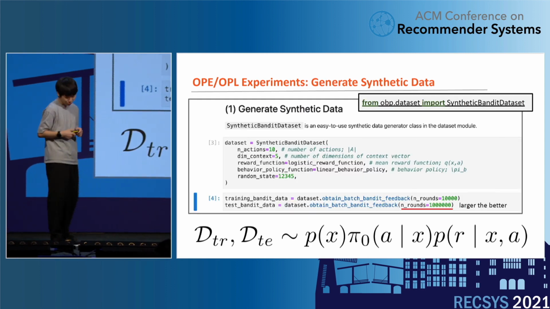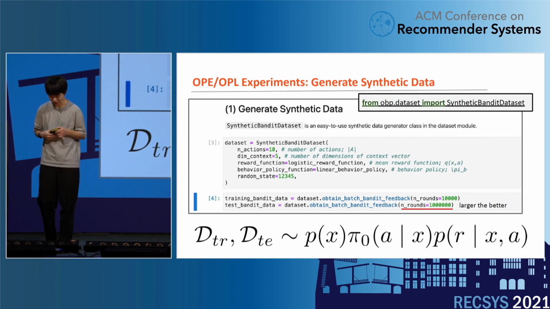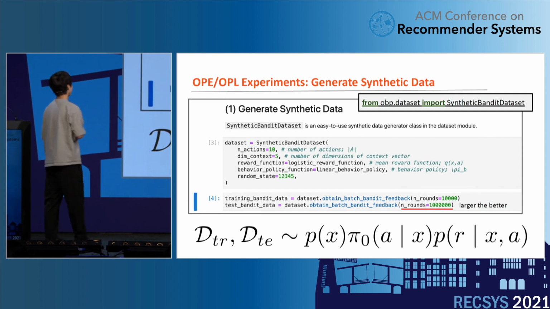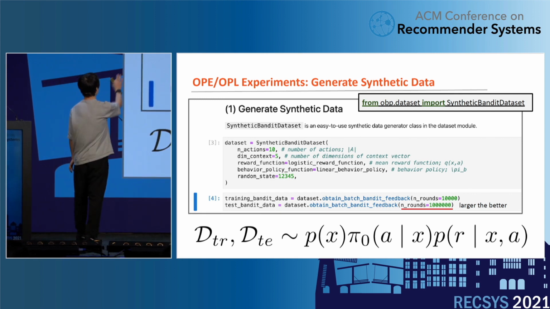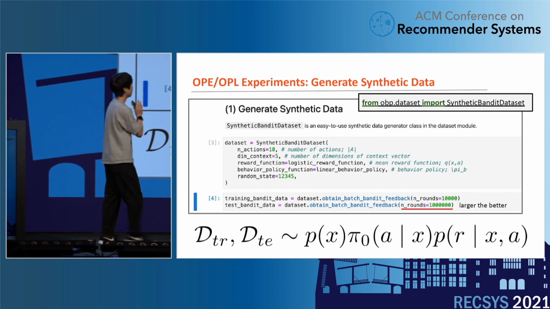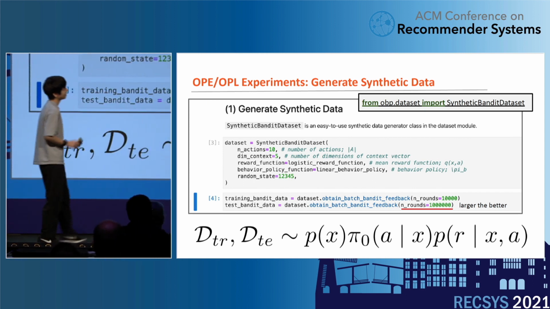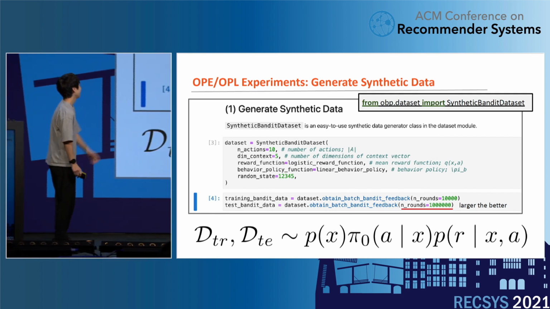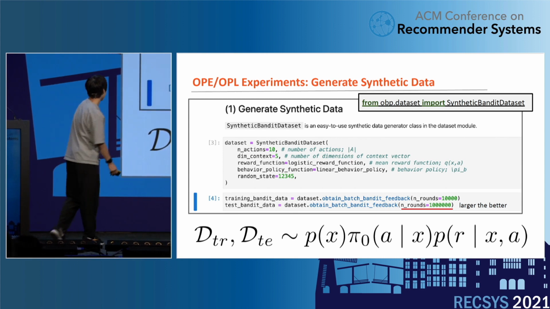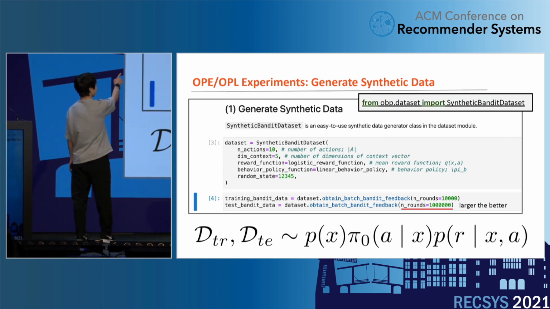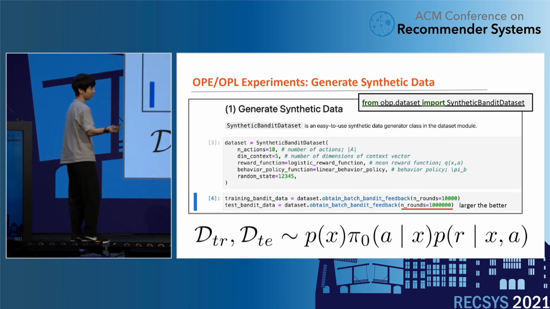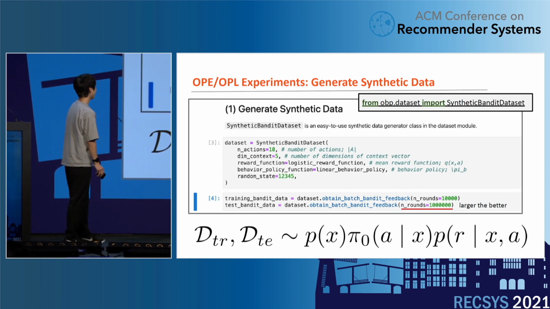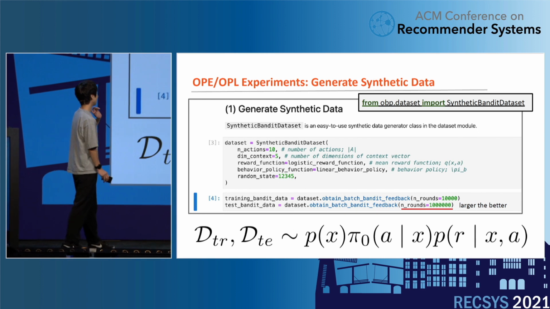So let's look at how we can implement these kinds of experiments from research papers, or your own study, with the OffPolicy pipeline package. The first step is the synthetic data generation. We prepare the synthetic bandit dataset class in the dataset module of the package, and this is very flexible and easy to use. What we have to do is set the number of actions of the log data. Of course, if you are interested, you can set a very large number of actions. And we also set the number of dimensions, and we can define the reward function.